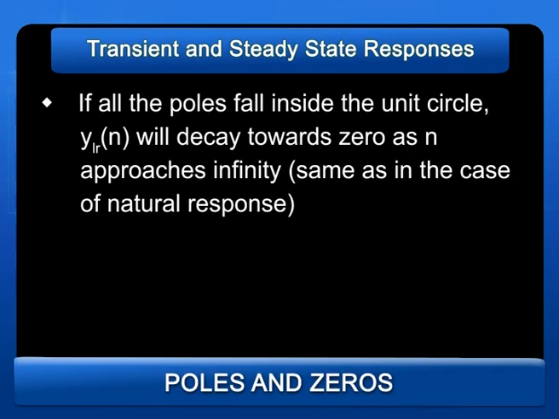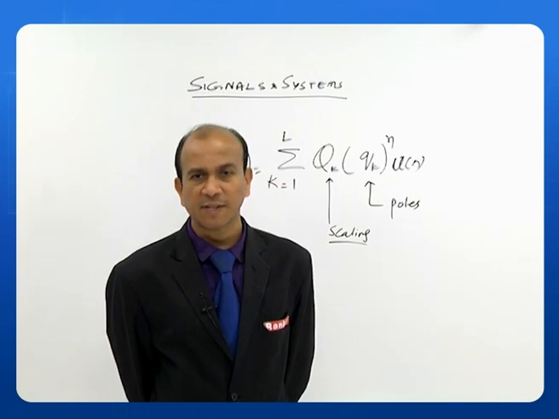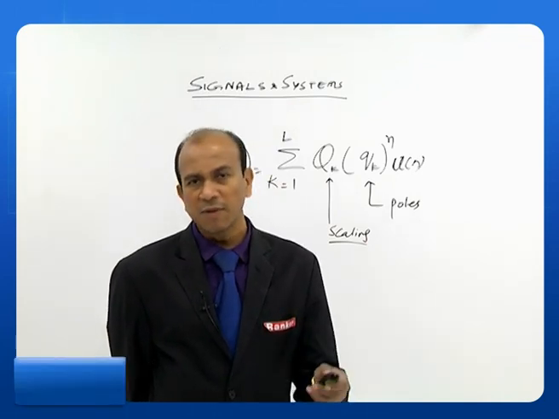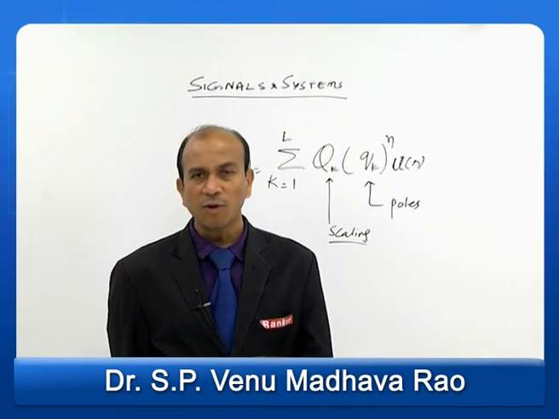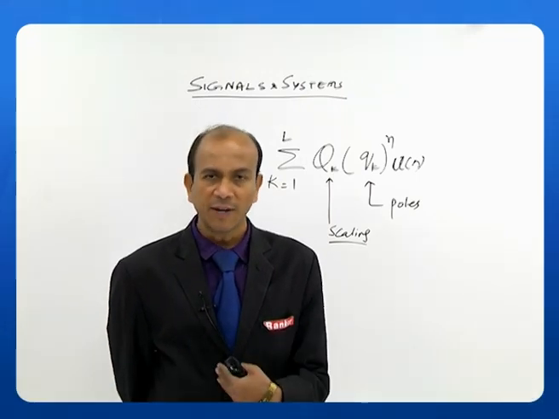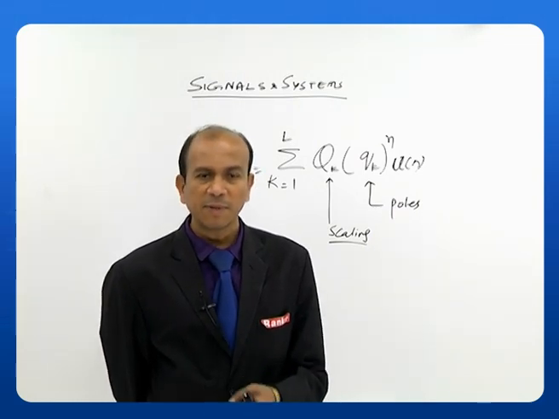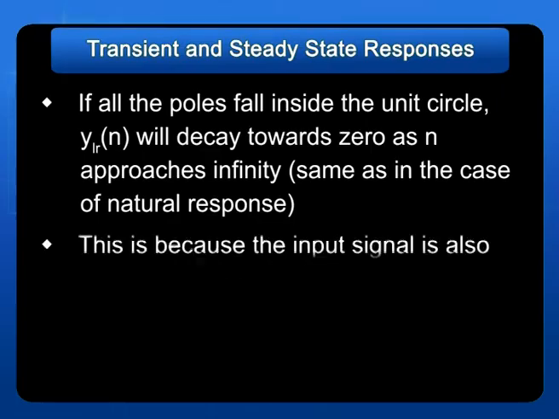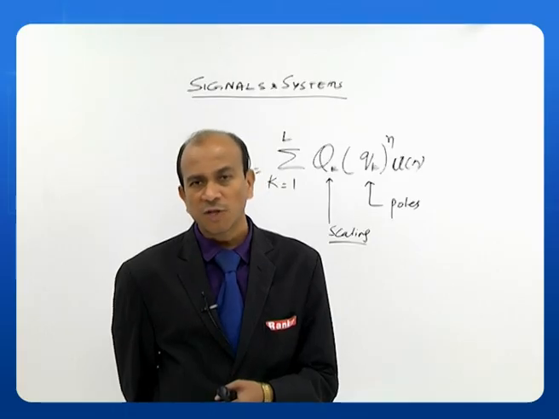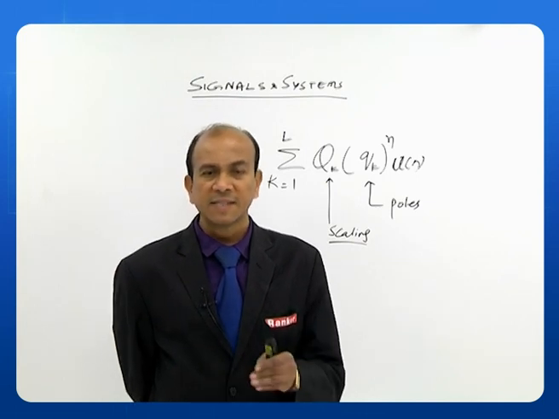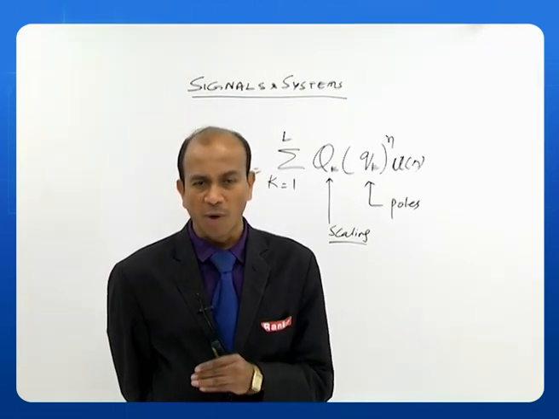If all the poles fall inside the unit circle, YLR of n will decay towards 0 as n approaches infinity. And this is the same as in the case of a natural response. The natural response also we said the same. If they fall inside the unit circle, then the decay will be slow and it will fall to 0 when n becomes infinity. Why? Because the input signal is again a transient. That's the reason, because the input signal is transient, a part of the forced response is also similar to the case of a natural response.